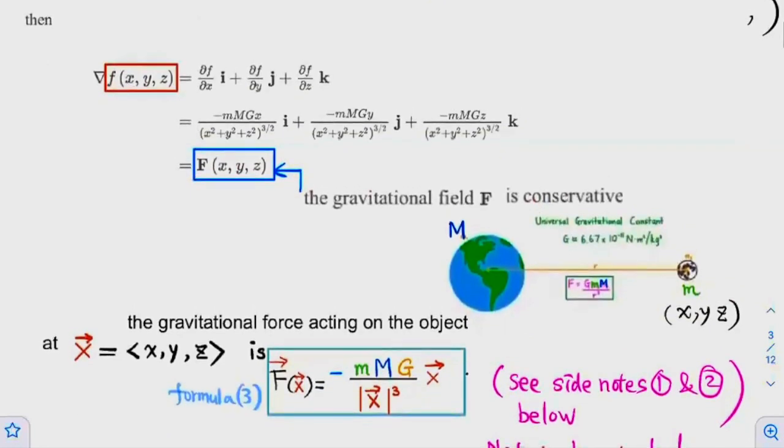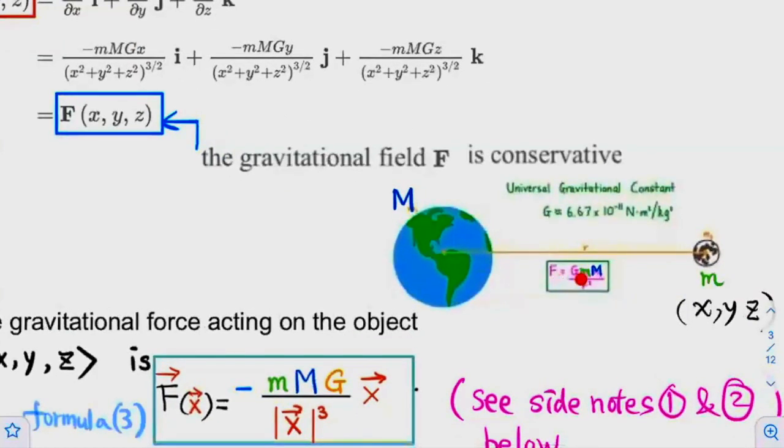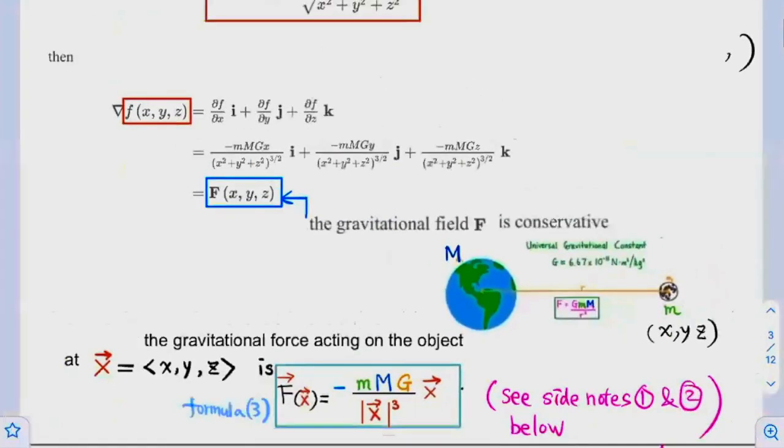Now, let me just briefly talk about the physics behind this. You have two objects. One of them has mass small m, the other has mass big M. Then they will attract each other. The force between them is given by F equal to G small m times big M divided by R squared. So the longer the distance between them, the smaller the attracting force. It is inversely proportional to R squared, and proportional to small m and to big M. The G here is the universal gravitational constant, as given by this number. So that's where this formula comes from.